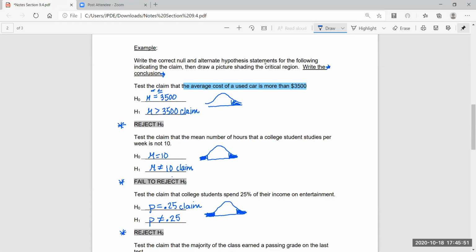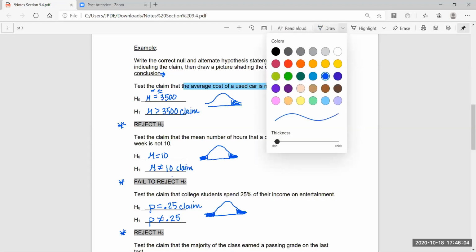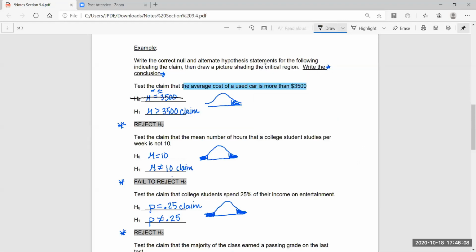The conclusion. And we have our H0, we have our H1, and it says reject H0. So if we're rejecting our H0, that means we're getting rid of that, which means we're left with this, which is telling us, based on our data, the average cost of a used car is more than $3,500.